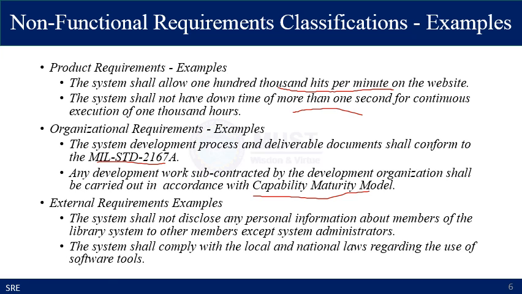Similarly, if you look at the examples of external requirements, it states that the system shall not disclose any personal information about the members of the library system to other members except the system administrator. So these are mostly legal or administrative requirements. The system shall comply with the local and national laws regarding the use of software tools.